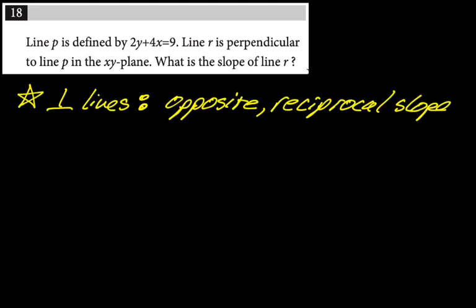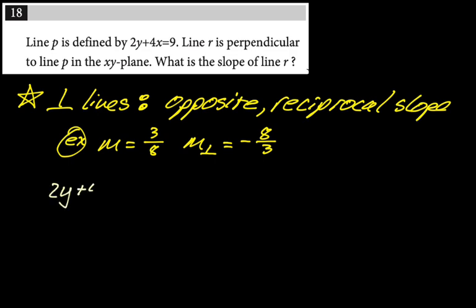For perpendicular lines, the slopes are opposite reciprocals. I always just say opposite reciprocal. But for example, if the slope was 3/8, which it's not in this case, then the slope of the perpendicular would be the opposite, so it'd be negative. The reciprocal is 8/3. That's an opposite reciprocal. They also multiply to -1, which is a useful thing to know. So to do this, I'm going to take the line that I was given, solve for y, identify the slope, and then take the opposite reciprocal of that. So I'm going to subtract 4x, and then I will divide by 2. The only thing that matters is the coefficient of x.